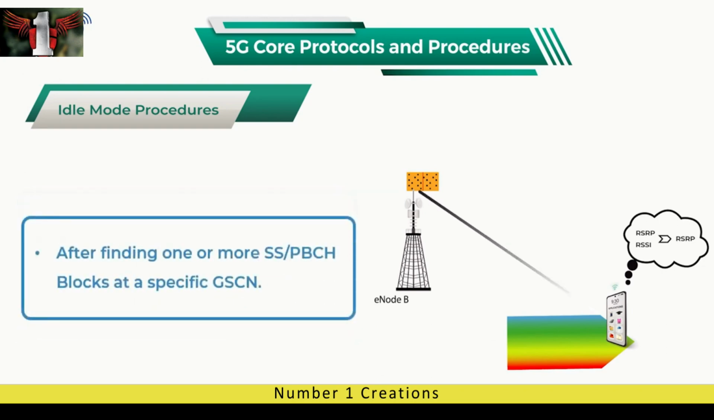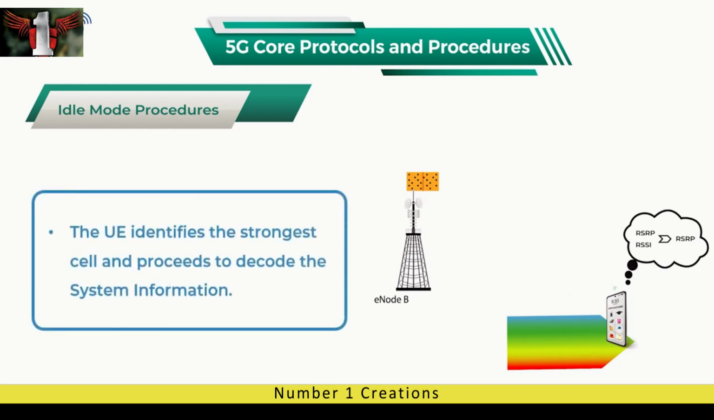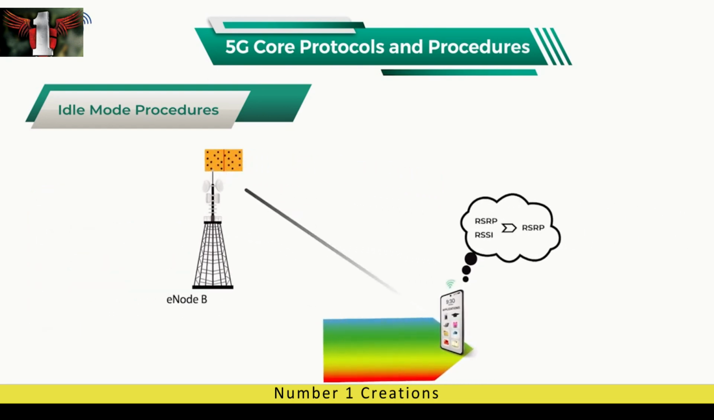After finding one or more SS/PBCH blocks at a specific GSCN, the UE identifies the strongest cell and proceeds to decode the system information. It is possible that the UE discovers a set of SS/PBCH blocks which do not have any associated system information. In that case, the PBCH can provide information which directs the UE towards another set of SS/PBCH blocks.